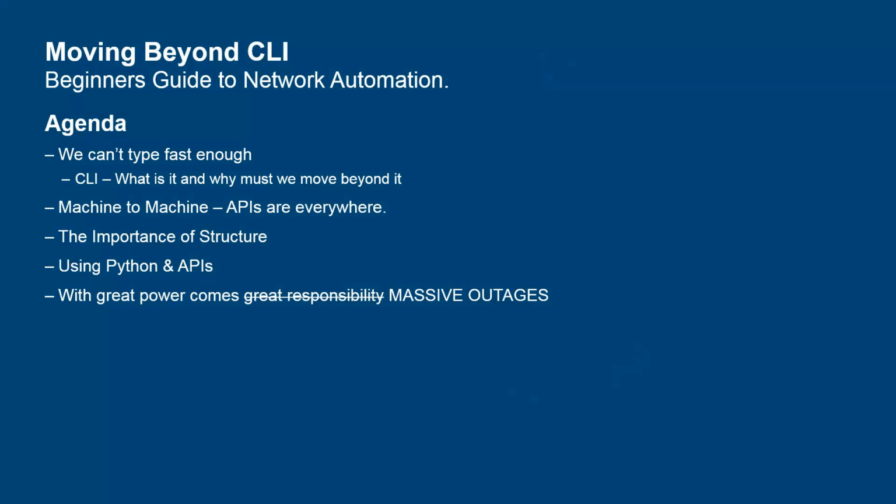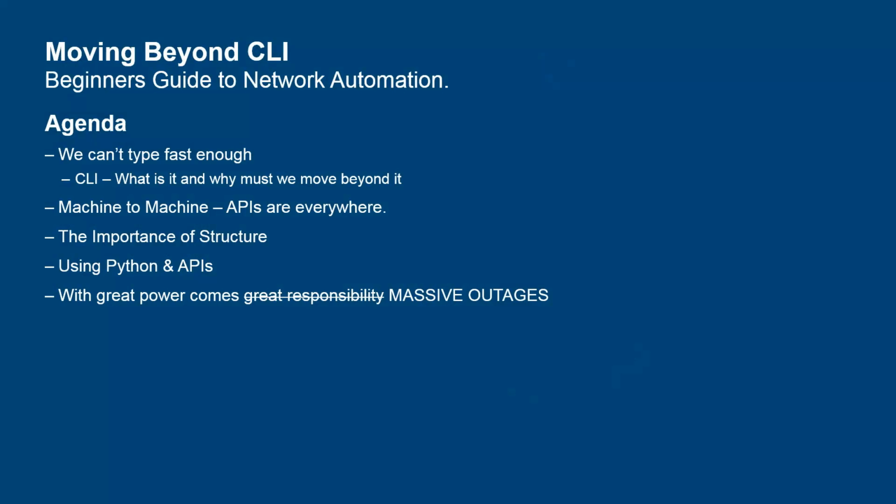So in this presentation, I want to try and do something a bit different. I'm not going to go through each one of those lovely icons and those different features. What we're going to do is I'm going to try to impart just some really basic information about the beginnings of network automation and how you can start to think about moving beyond CLI and how to make your first steps with network automation. So the agenda is that we can't type fast enough.